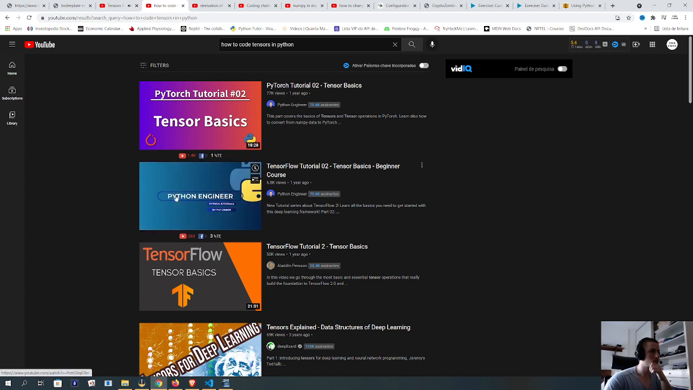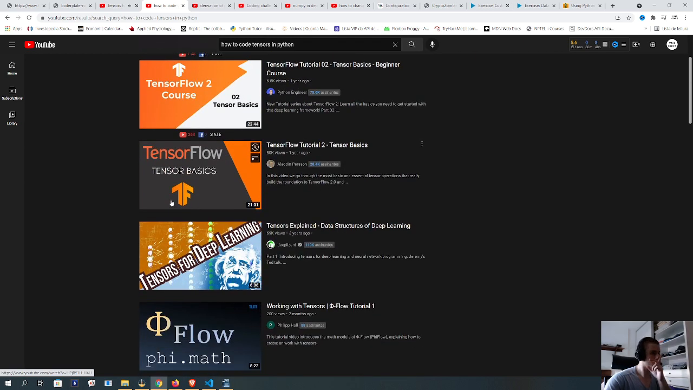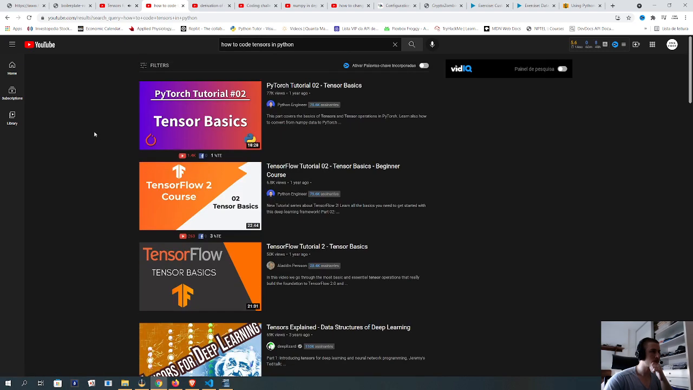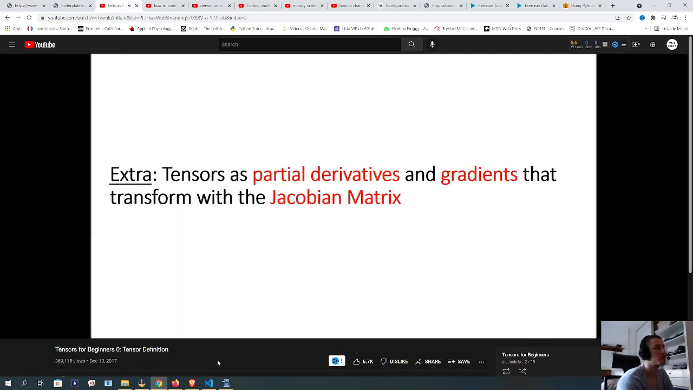All right, and I have a little bonus part here. For those who do have a calculus background, I'm going to talk about how tensors pop up in calculus, and that's when we see tensors as partial derivatives and gradients that transform with the Jacobian matrix. So you can skip this section if you aren't feeling very strong with your calculus skills.